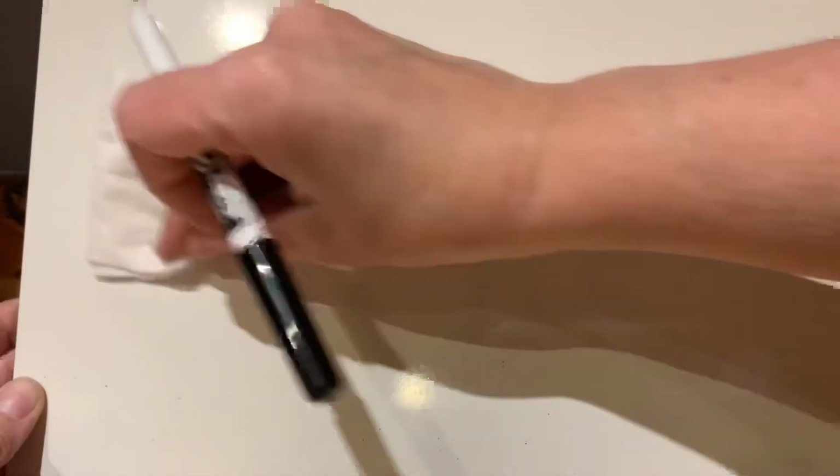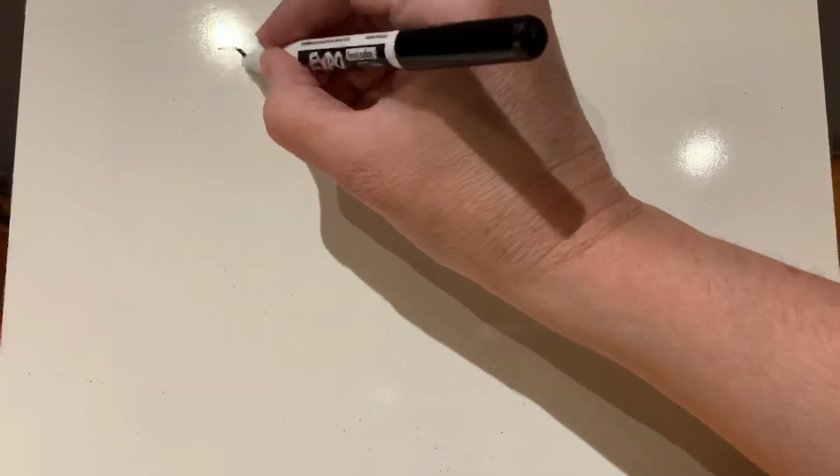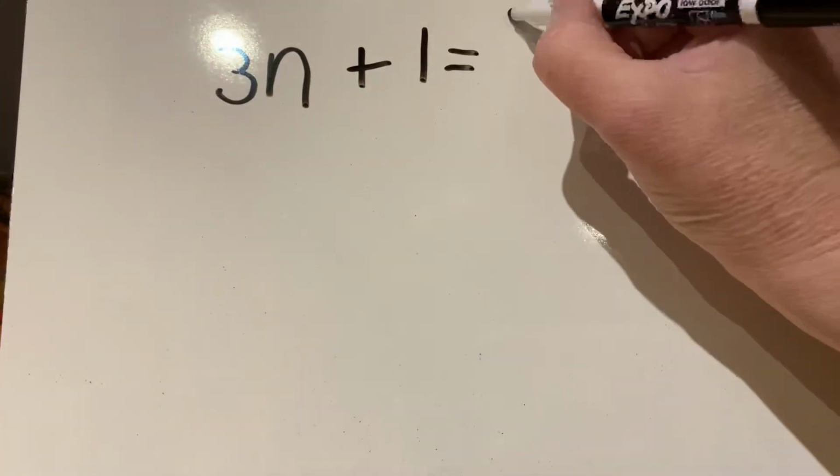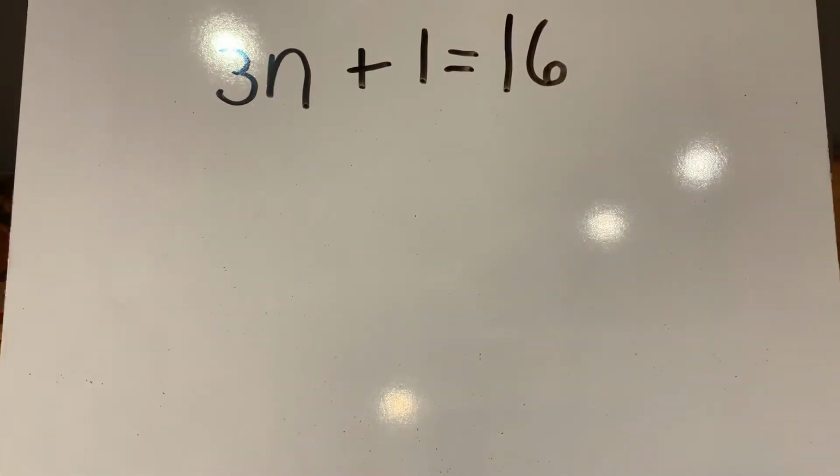And I want to practice a couple of those before we go to our lesson. Let's try 3n plus 1 equals 16. I'd like you to pause the video now, solve for n, and then come back and we'll work through this together.